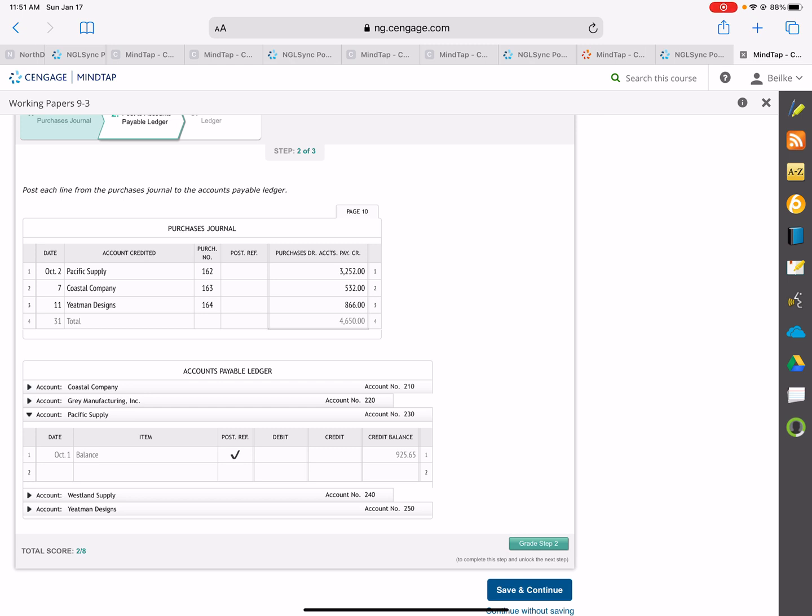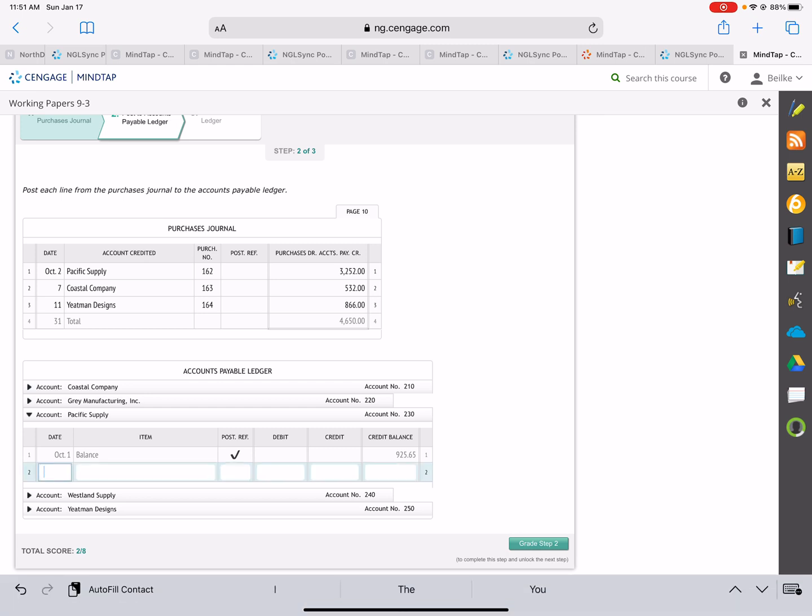Okay, so the first thing is to record the date. We'll see it was October 2nd, so we'll put the 2 there. Item, we do not need to put anything there since we are posting. Our post reference comes from Purchase Journal, page 10, and since we are going to have 5 different journals, we have to specify which journal it comes from. So it's going to be P10.